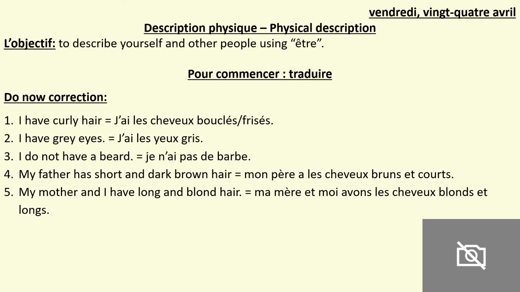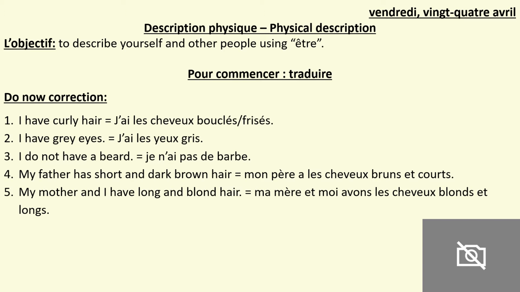Okay, I hope you wrote de down there. If you did, that's great. If you wrote un or une, then you must change it to de, because when it's negative, you have to say, I do not have a beard. I don't have any beard. And the de is like the any.